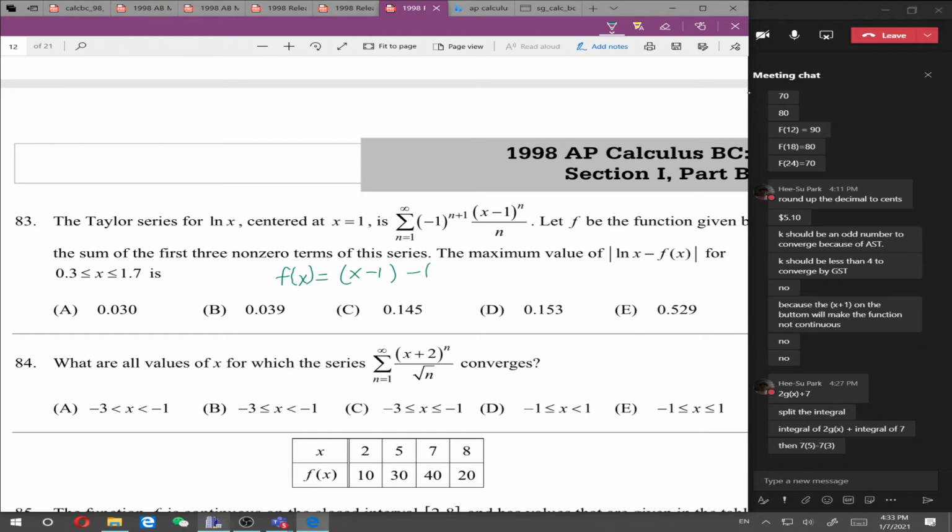Negative x minus 1 squared over 2. That's good. And term 3? Plus x minus 1 cubed over 3. Okay, so that's our f of x. I want to know what the maximum value of the difference would be for any x value between 0.3 and 1.7.